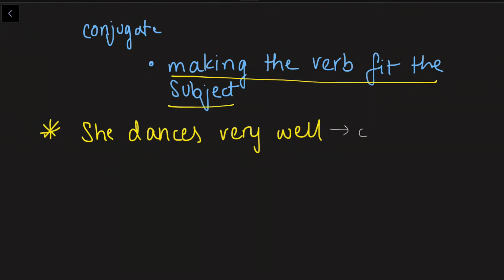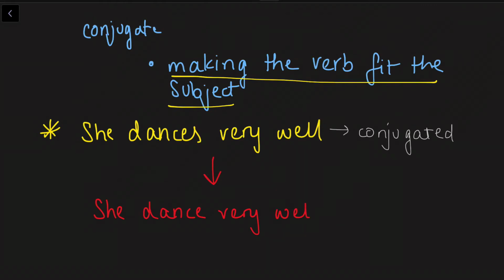This is the conjugated form. But let's say I didn't conjugate. I might end up saying, she danced very well. But this is wrong because it's I dance and she dances. Or for another verb, let's say to be, it's I am, you are, and she is.